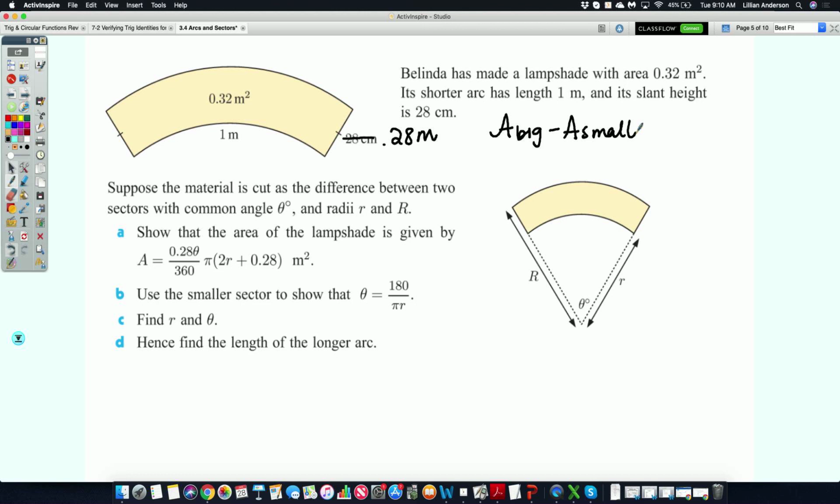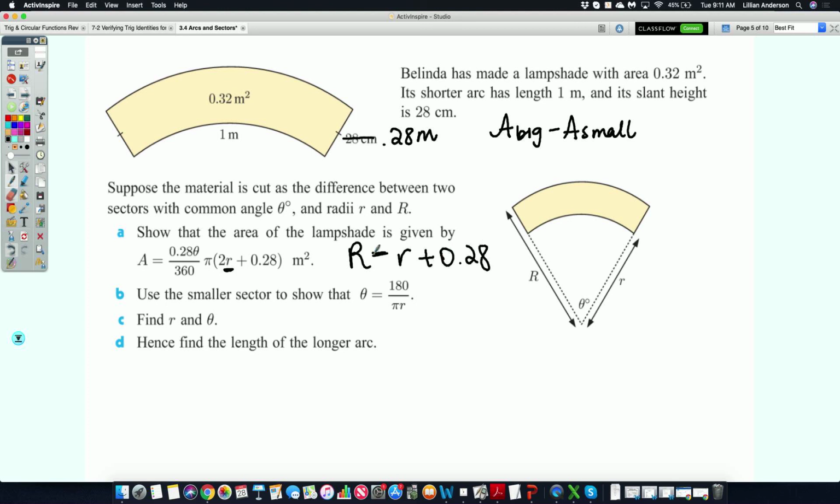Now, because we're not dealing with two different variables here, we're dealing with just little r because that's what's in the answer that they want us to do. How can I rewrite big R in terms of little r? R plus 0.28. Very good.